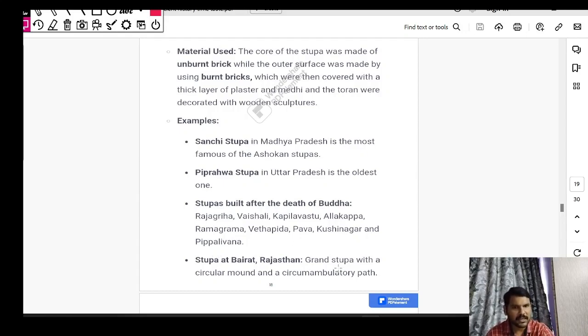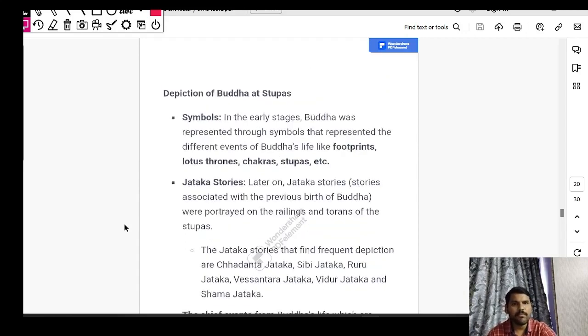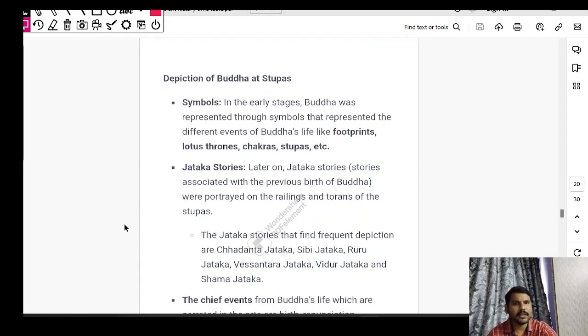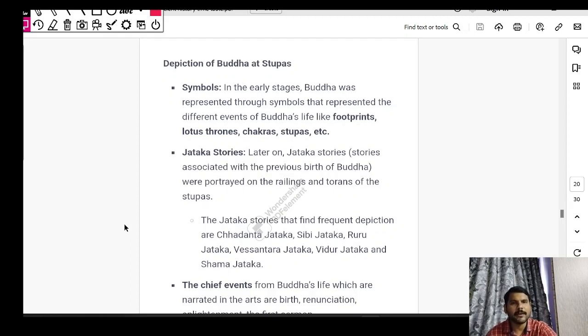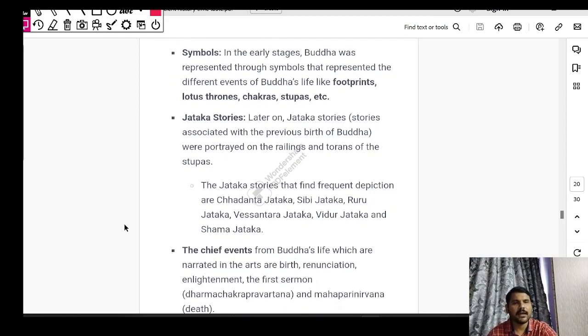Stupa at Bairat, Rajasthan: a grand stupa with a circular mound and a circular emblem. So how Buddha was depicted is through chakras. If you look at some of the pictures, you will understand. Buddha was represented through symbols like different events, footprints, lotus throne, etc. And Jatakas, Petakas are the stories of the Buddhist traditions.